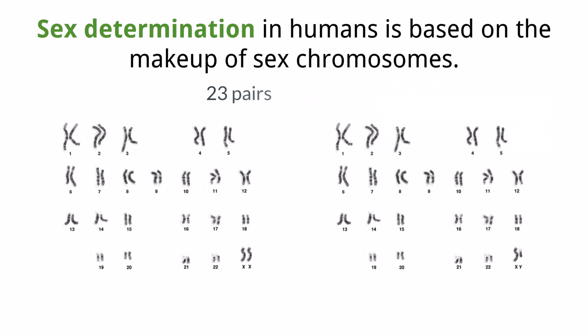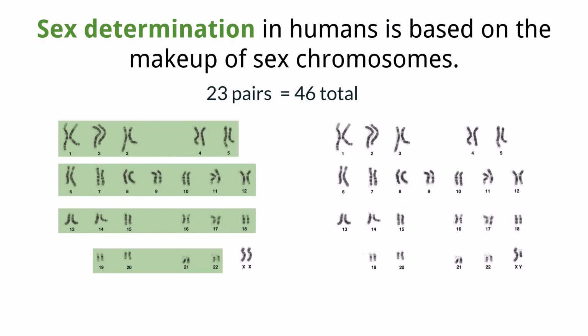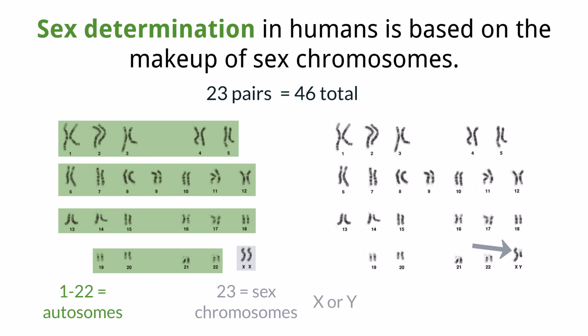Humans have 23 pairs of chromosomes, creating a total of 46. The first 22 pairs of chromosomes are called autosomes, and the 23rd pair are called the sex chromosomes, as they determine if the person is male or female. Chromosomes found at the 23rd pair are labeled as either X or Y. The X chromosome is larger than the Y chromosome. While all the other chromosomes are homologous, the X and Y are not.